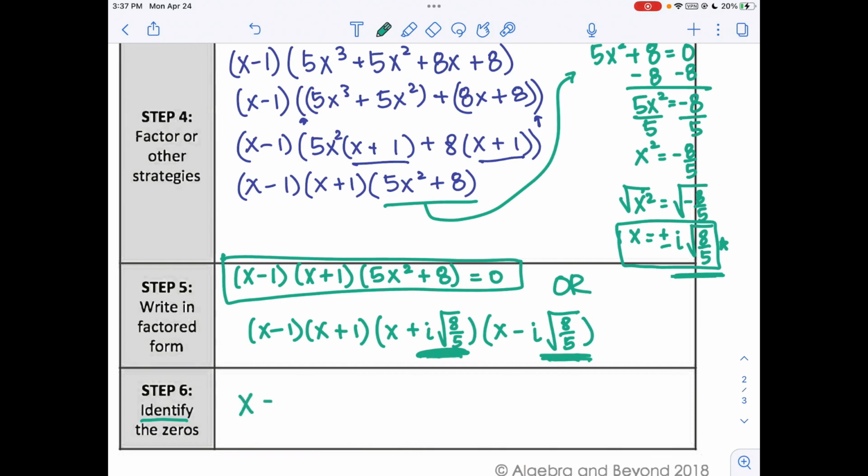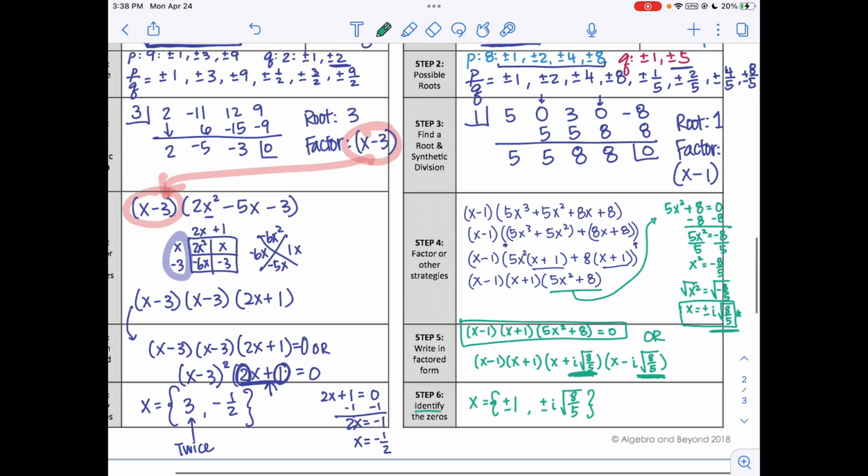So let's go ahead and identify the zeros. We have a positive 1 and a negative 1. And then we have positive and negative versions of the imaginary times the radical of 8/5. Close the braces. And that's it for notes.